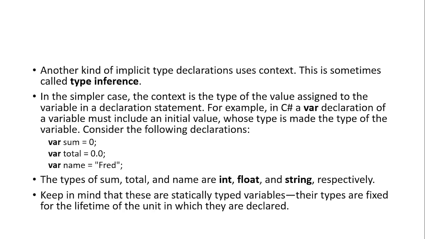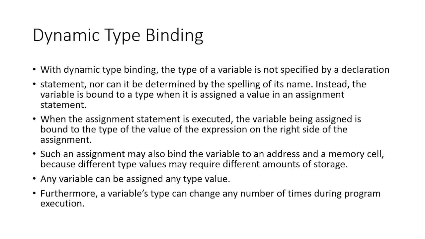So now we'll see dynamic type binding. With dynamic type binding, the type of a variable is not specified by a declaration statement, nor can it be determined by the spelling of its name. Instead, the variable is bound to a type when it is assigned a value in an assignment statement.